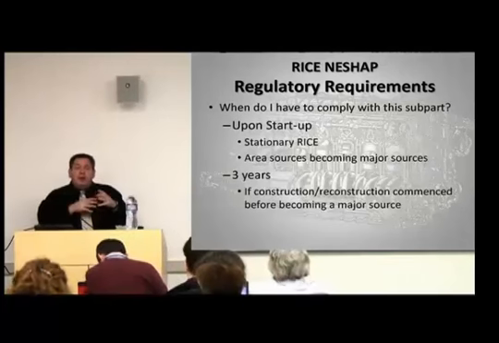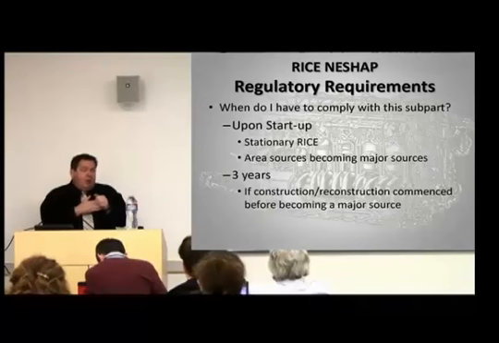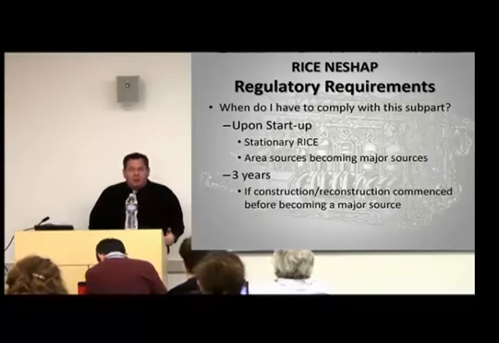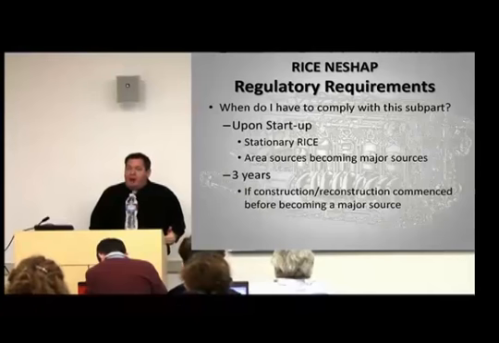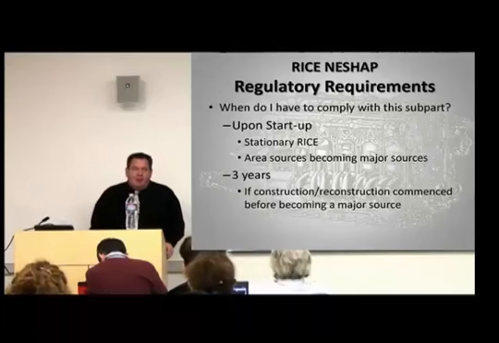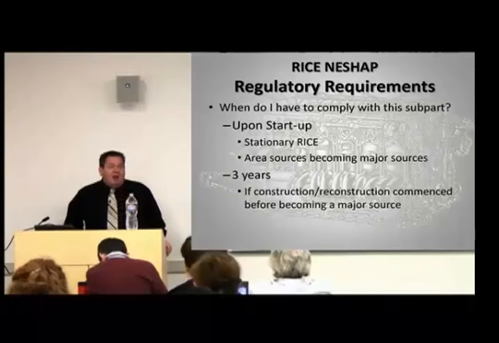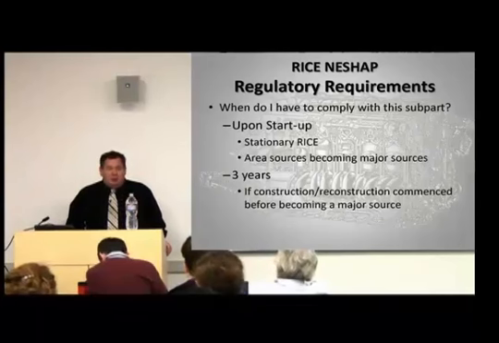On new engines, after the compliance deadline, the deadline is upon startup with one exception, area sources. If area sources commence construction or reconstruction while they were an area source, but before the project was completed they became a major source, they have 3 years to come into compliance. Although, if you take a look at that cheat sheet, oftentimes area sources, the requirements are more stringent than major sources. Why is that?